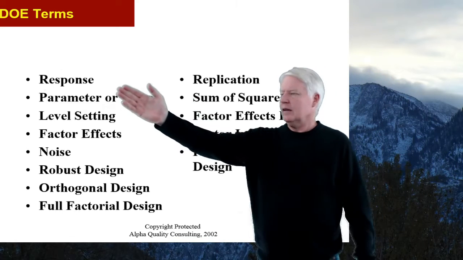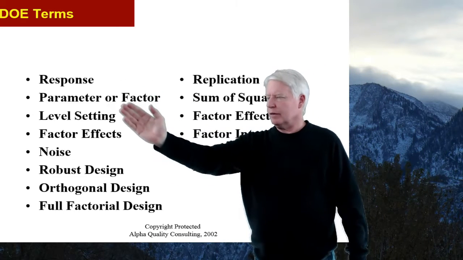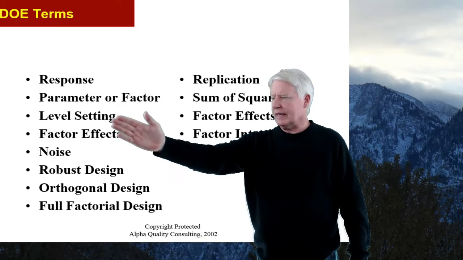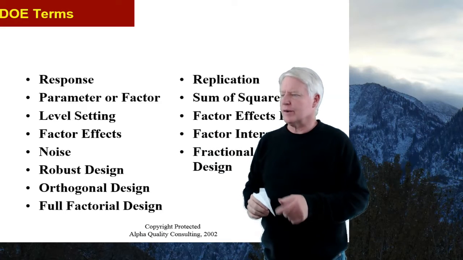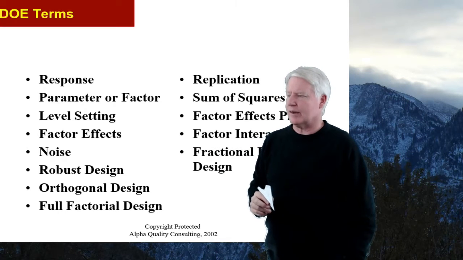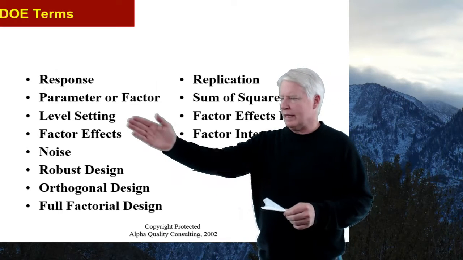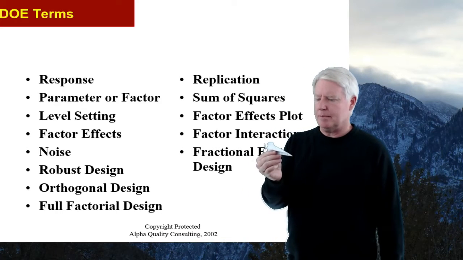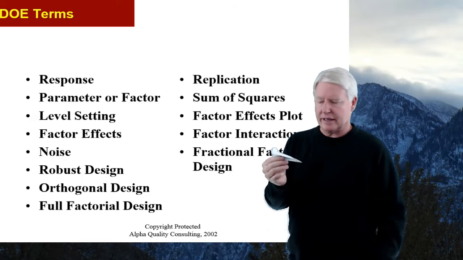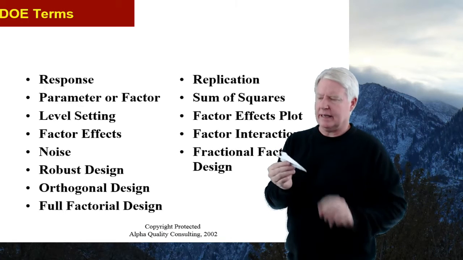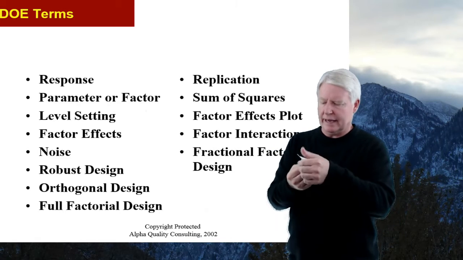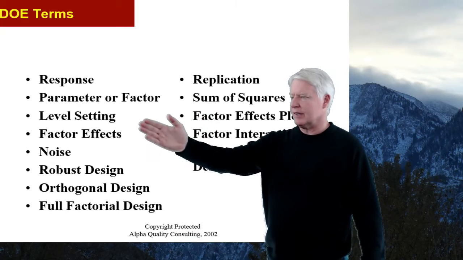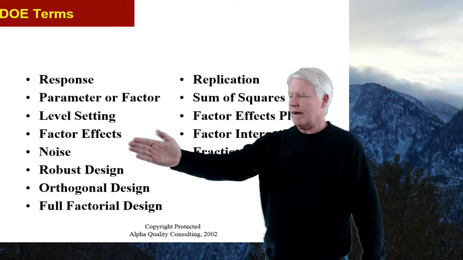So let's review here. Response variable, flight distance, it's what you're trying to improve. Parameter or factor, nose condition, wing condition. Level settings: for the nose, folded in is positive, folded out is negative. For the wing setting, I think it'll fly further when I fold the wing tips up, so I'm going to call that positive. I'm going to call this negative when the wing tips are folded down. So that's what we have so far. Response, factors, level settings.